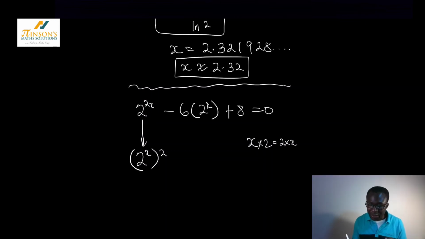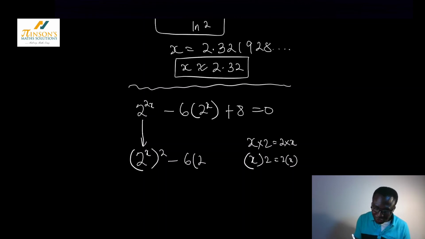So I know that x in brackets 2 is the same as 2 in brackets x, again that doesn't matter. So that is the meaning of that, and I've got minus 6 times bracket 2 to the power x, add 8 equals 0.